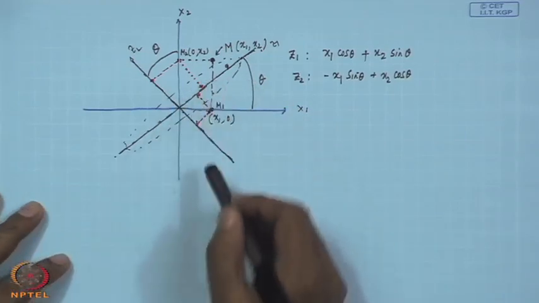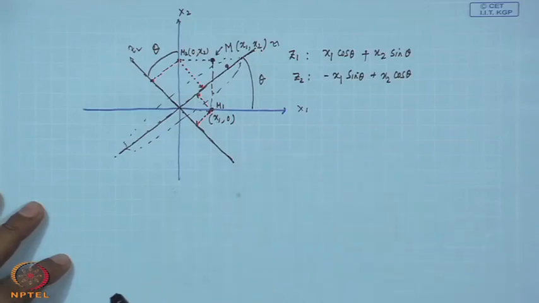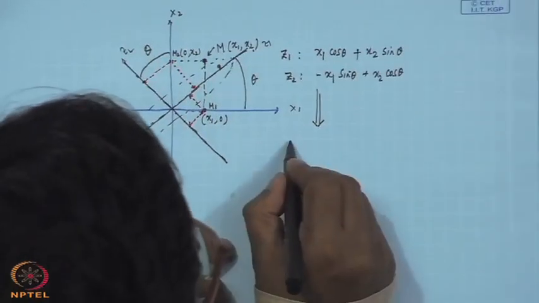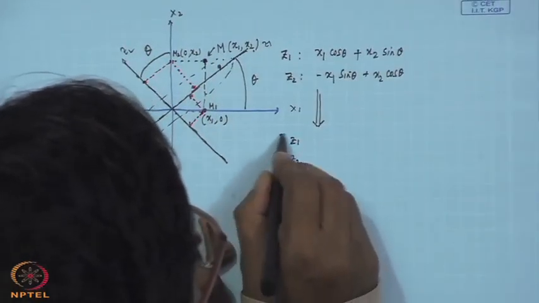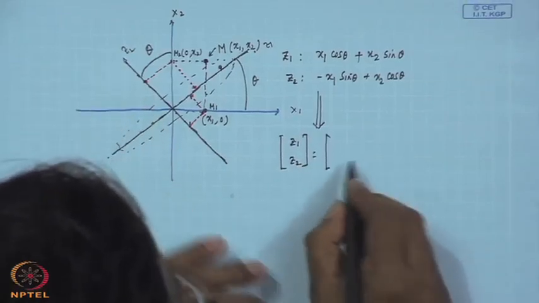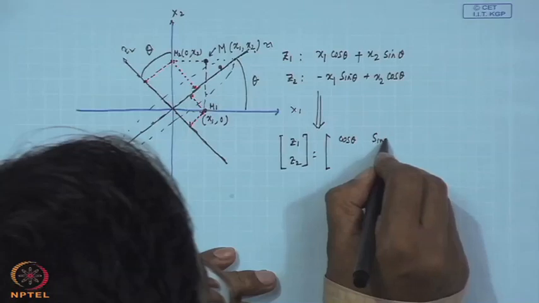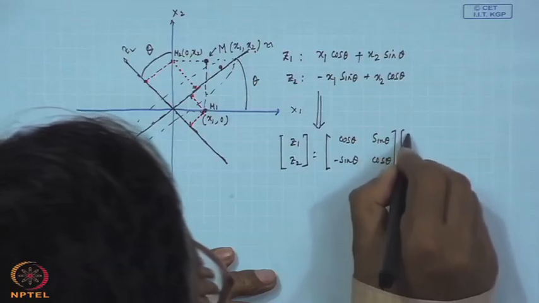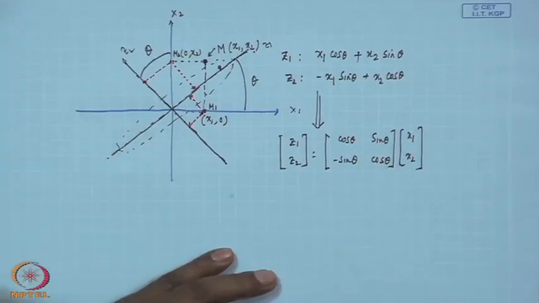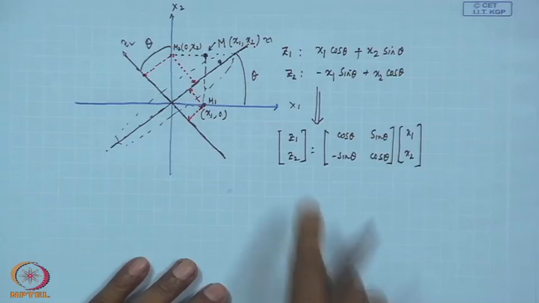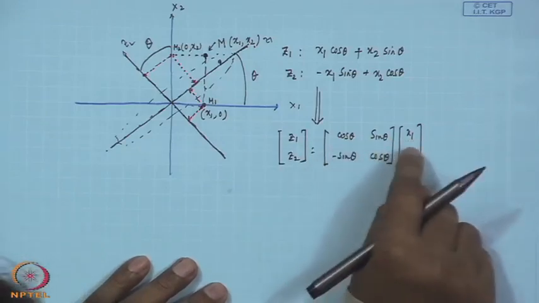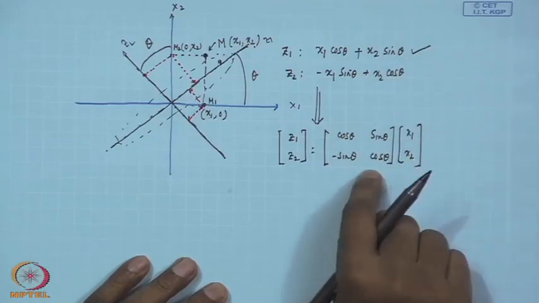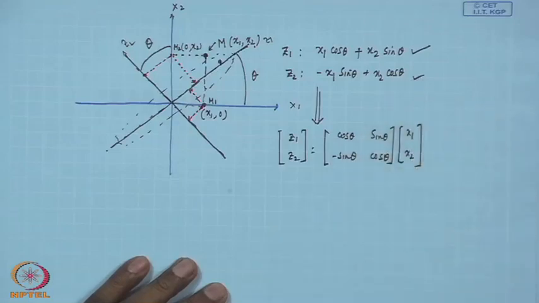So, you will be able to find it, just know the theta. Once you know the theta, you know the triangle and project it. Okay. So, then if I write this in matrix terms, I can write like this: [z1 z2] equal to [cos theta, sin theta; minus sin theta, cos theta] into [x1 x2]. You can write like this, because z1 equals x1 cos theta plus x2 sin theta, and z2 equals minus x1 sin theta plus x2 cos theta. This equation you are getting.